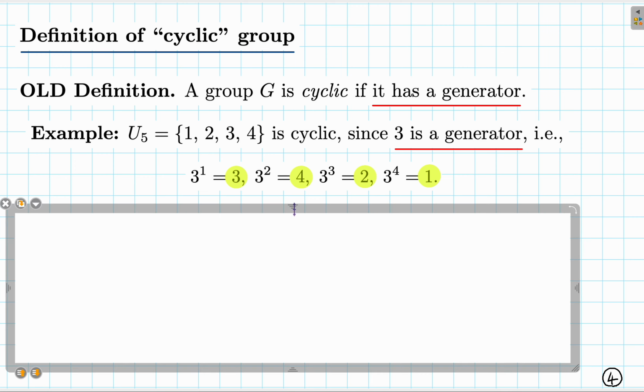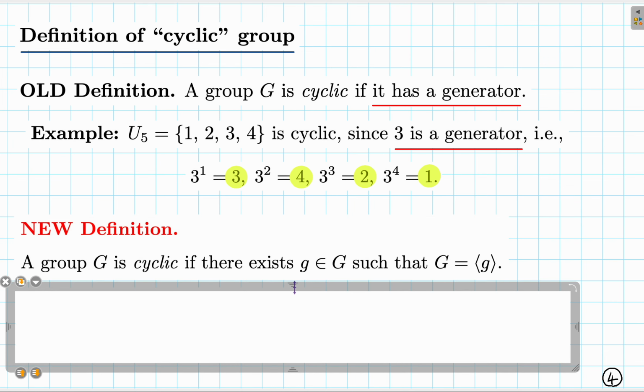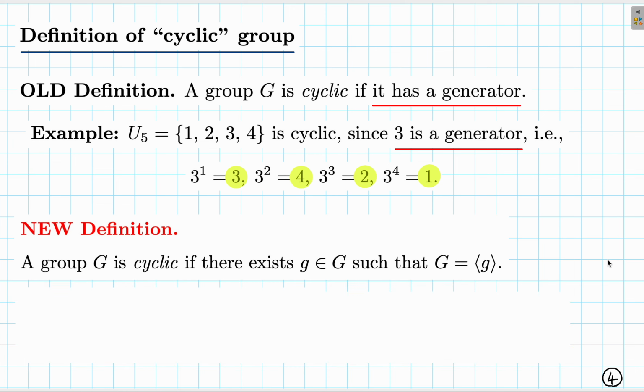Now here's our new definition of a cyclic group. We say that a group G is cyclic if there exists an element inside it such that the group is equal to bracket g. So for example, 3 in U5 satisfies the condition that our group U5 is equal to bracket 3.